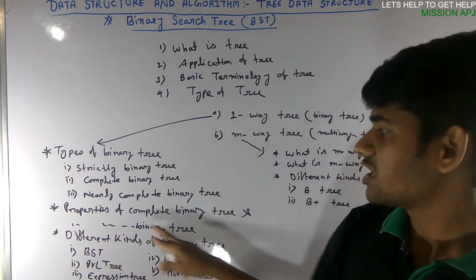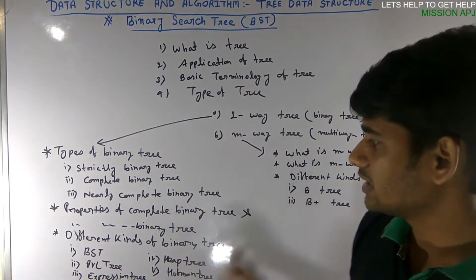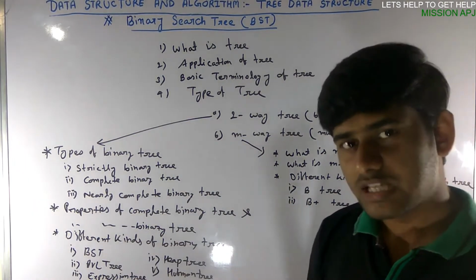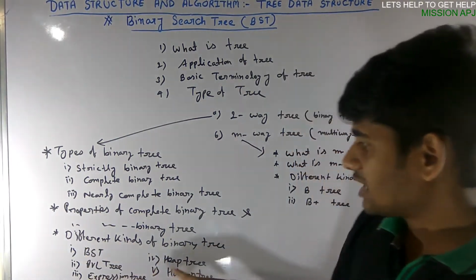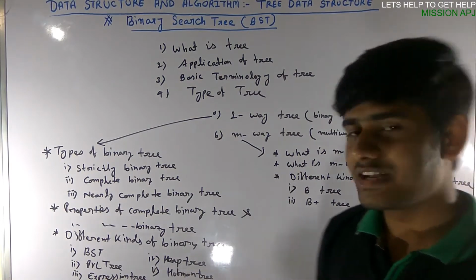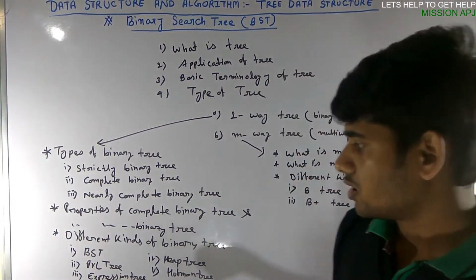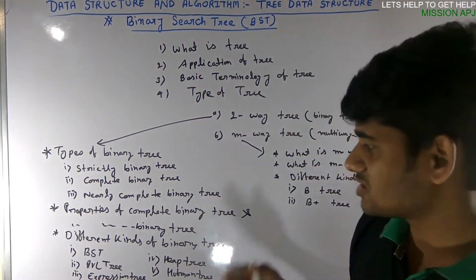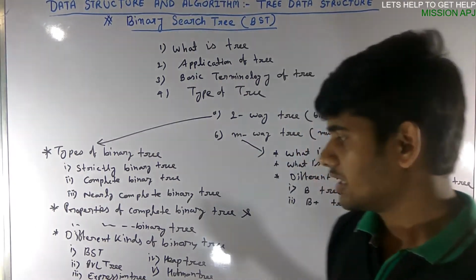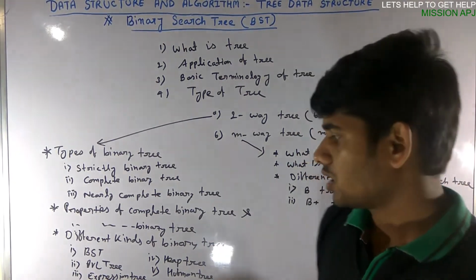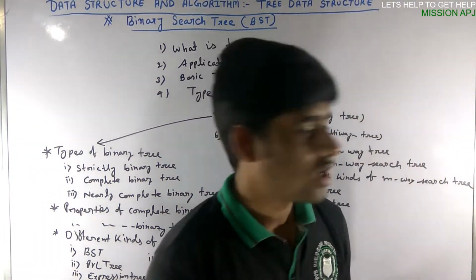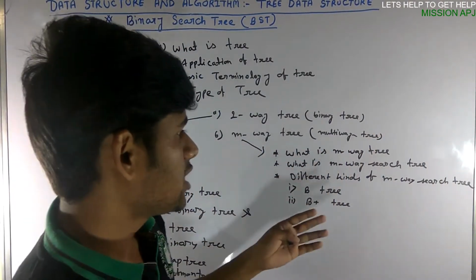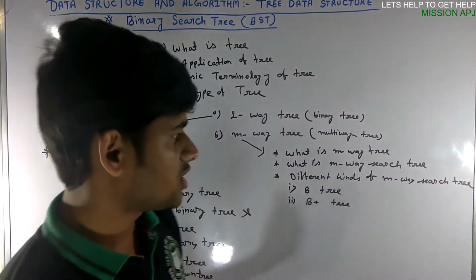And then we have discussed properties of complete binary tree and properties of binary tree. After that, we have discussed different kinds of binary tree. Not discussed in detail, but we have just taken the names of the different kinds of binary tree, that is binary search tree, AVL tree, and expression tree. Now under M-way tree, let us see the kinds we have discussed.